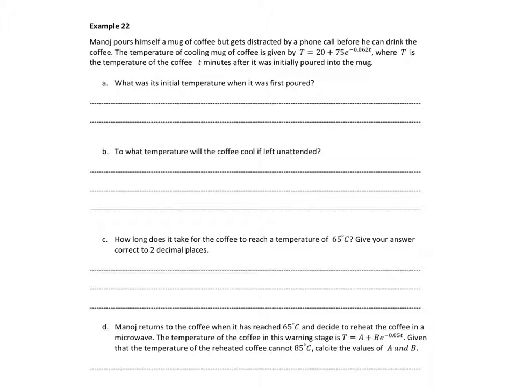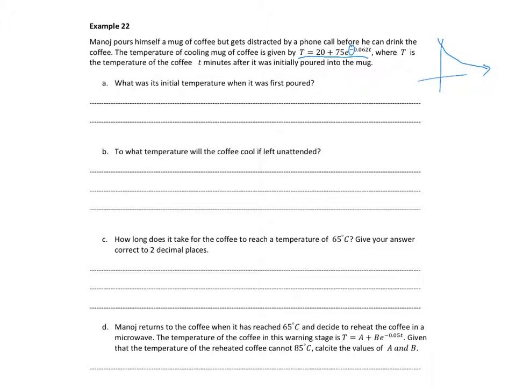Okay, so let's have a look here. We've got a mug of coffee that's cooling down. So we've got the temperature of the coffee given to us by this exponential function. We can see that with the negative constant there, it suggests we have a negative exponential. So our graph will look a little bit like that.